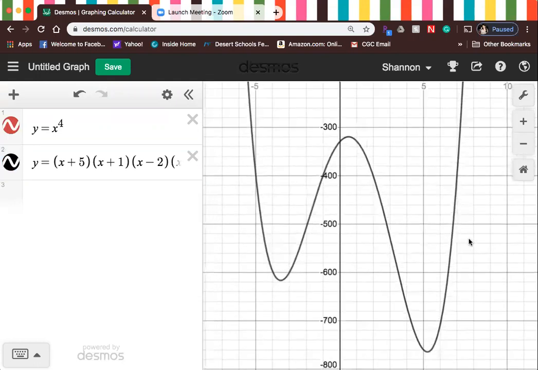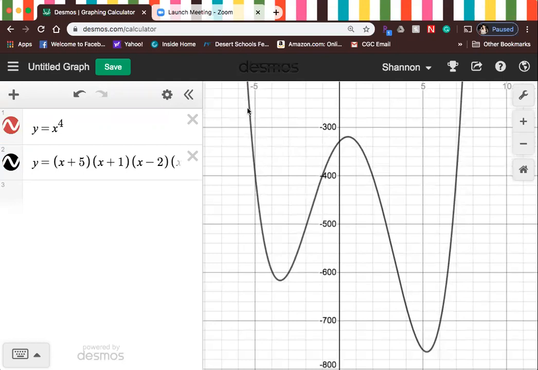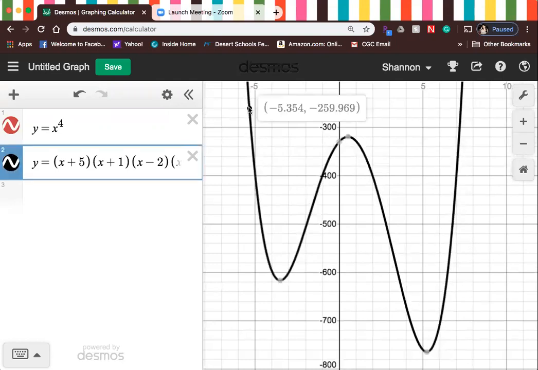Now notice this is a 4th power graph, and watch this when I count my directions. I'm going to drive my car. Ready? Down. That's one direction. Up. That's direction number 2. Down. That's direction number 3. And up. That's direction number 4. A 4th power graph can have up to 4 directions.